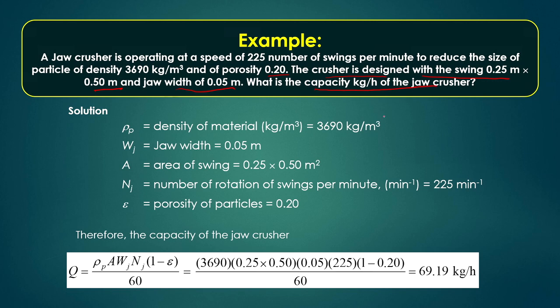So, here rho p, the density, is given to you. What is the jaw width? It is also given to you, 0.05 meter, and the swing area is given as 0.25 into 0.50, that means the area is like this. Then n j, the number of rotations of swings per minute, is 225 minute inverse, and porosity is given as 0.20. If we substitute all those values in the equation of the theoretical capacity of the jaw crusher, finally, after simplification, you can get 69.19 kg per hour.